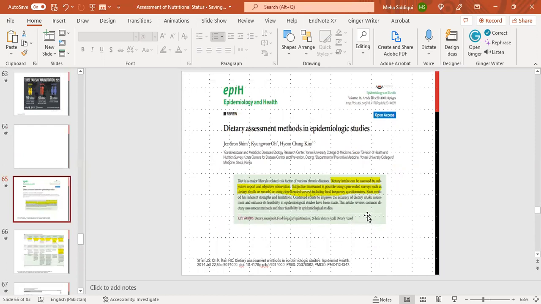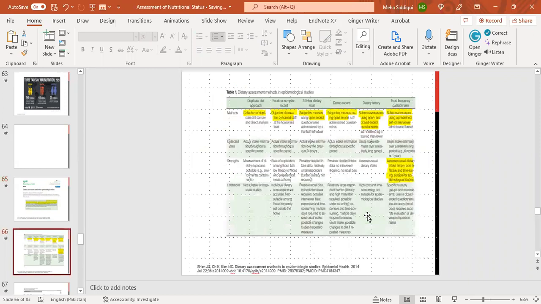Dietary intake can be assessed by subjective report and objective observations, and subjective assessment is possible using open-ended surveys such as dietary recalls, records, and food frequency questionnaires. So these are the different dietary assessment methods like food consumption record, 24-hour dietary recall, dietary history, and food frequency questionnaires along with their strengths and limitations.